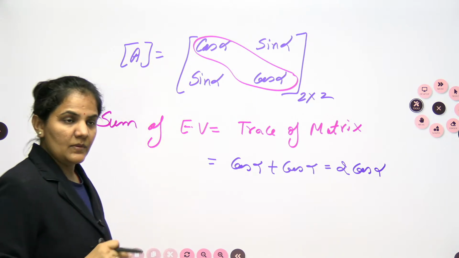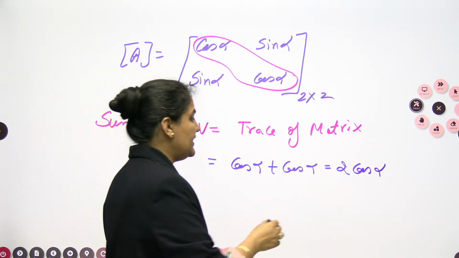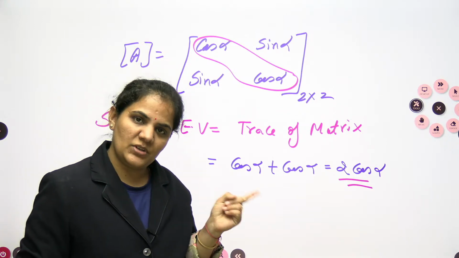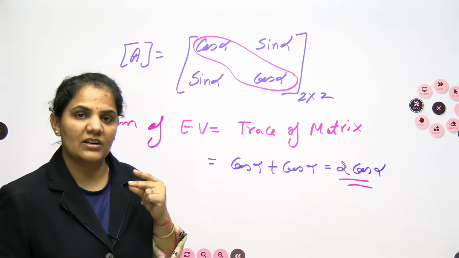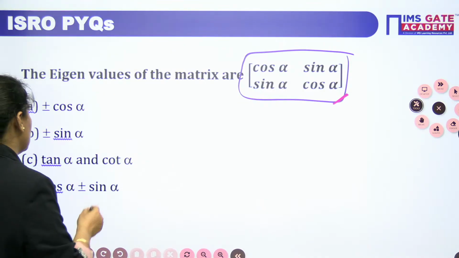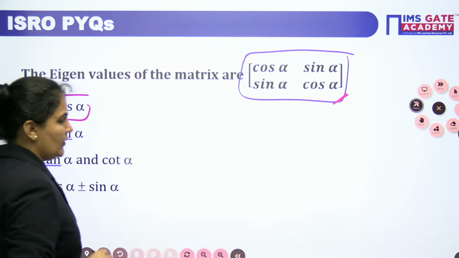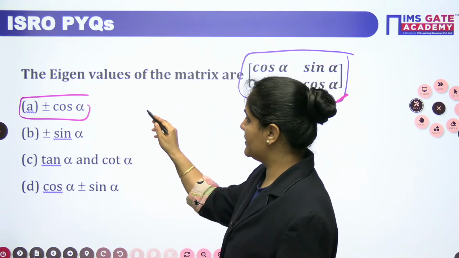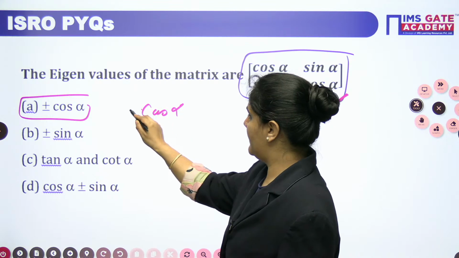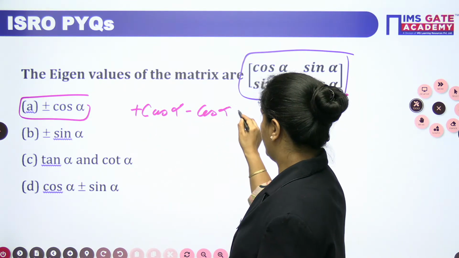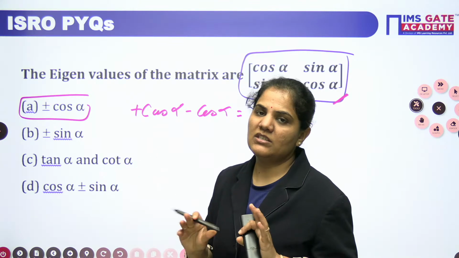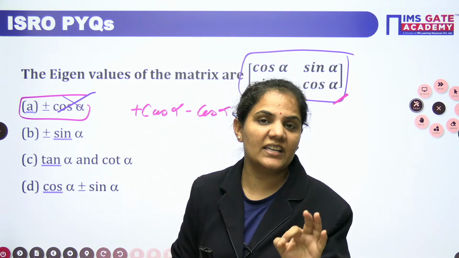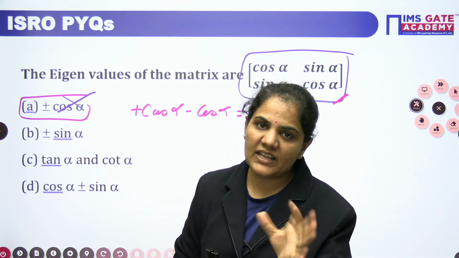First thing is here. I need to identify those two eigenvalues from the options, whose sum is 2 cos alpha. Let's check out the options. If I go with the very first option, I can see, bachcho, here I have cos alpha and minus cos alpha. Bhaiya, the sum is zero here, so this will not be my answer. I can instantly, within 5 seconds, remove this option.